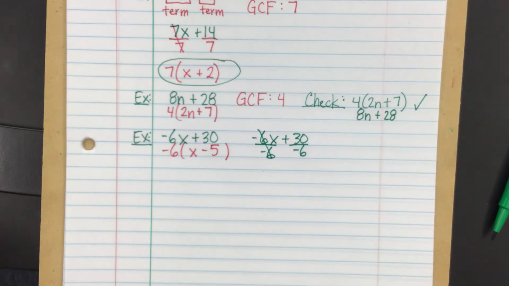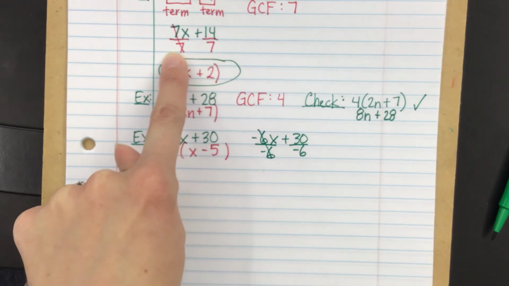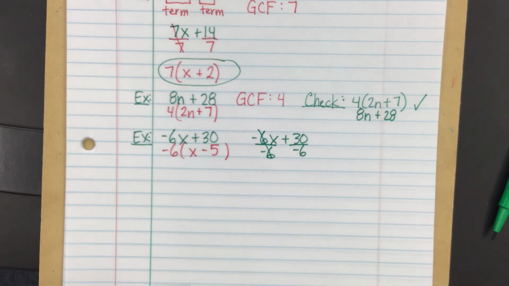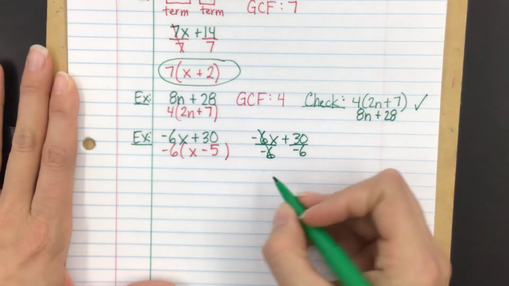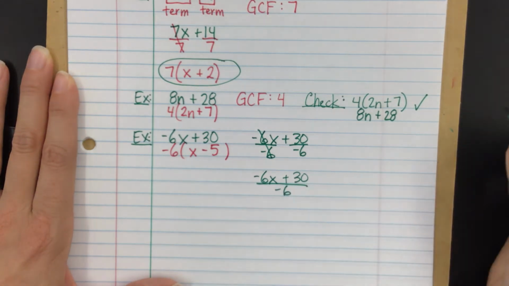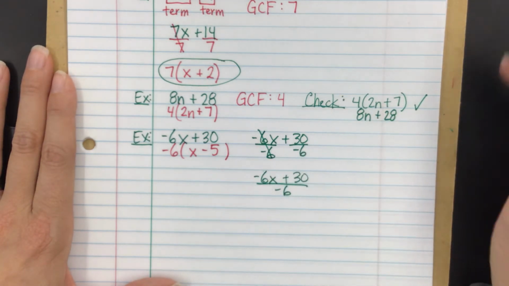Okay? Yeah, Rhea? Well, whatever the greatest common factor is. Here the greatest common factor was 7, so we divided by 7. And here the greatest common factor is negative 6. Yes, Sienna. You mean write it like that? Mm-hmm. Yeah. It's the same thing. You're still going to be dividing both of those terms.